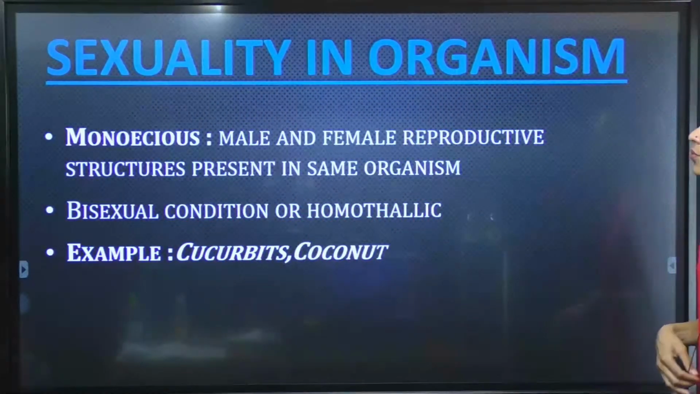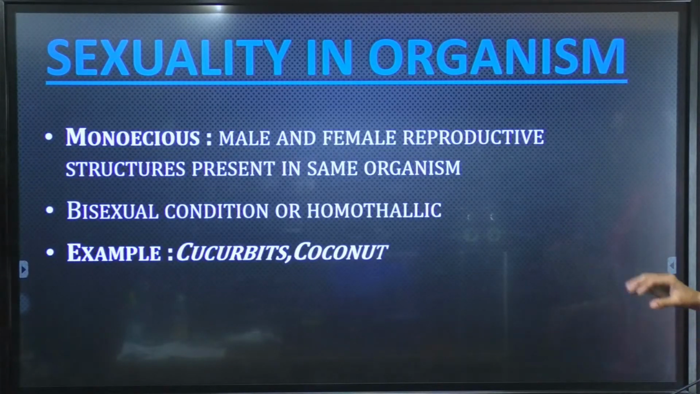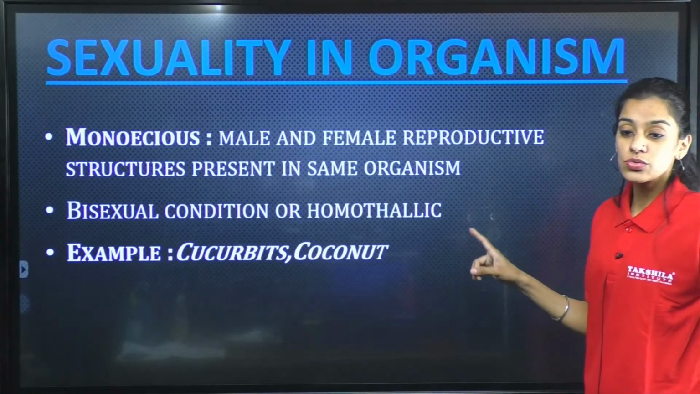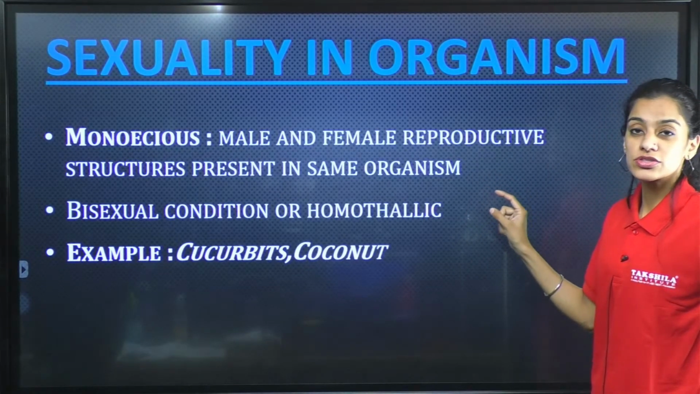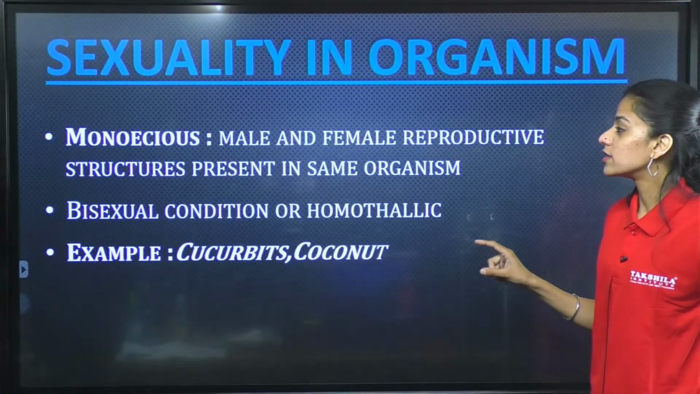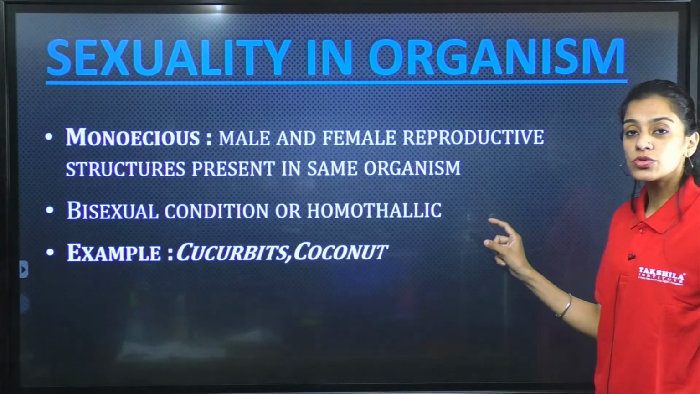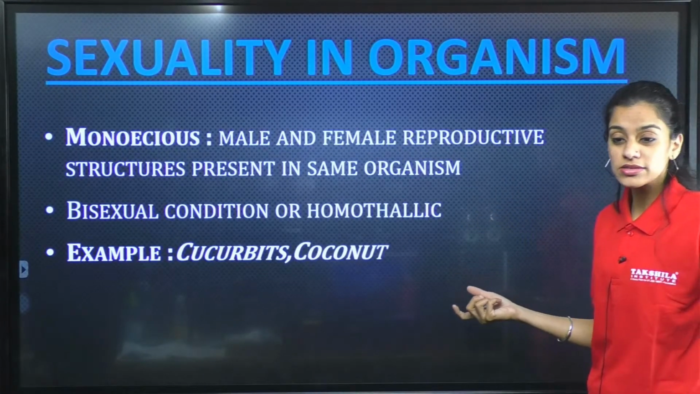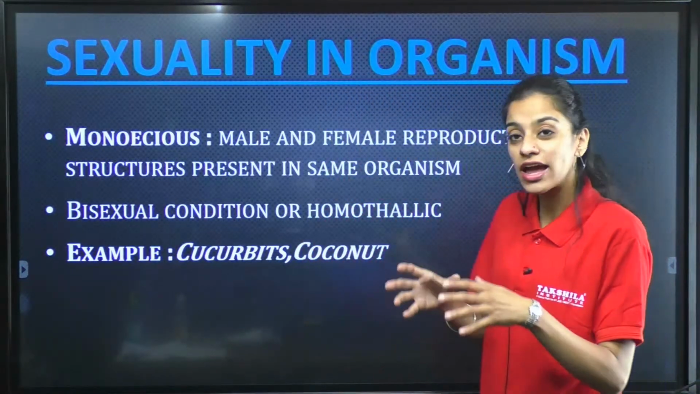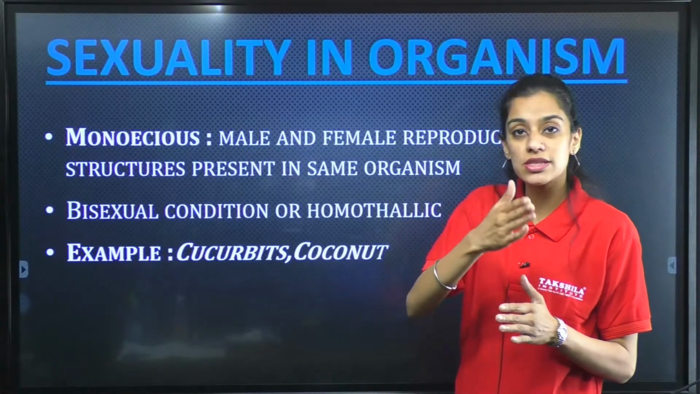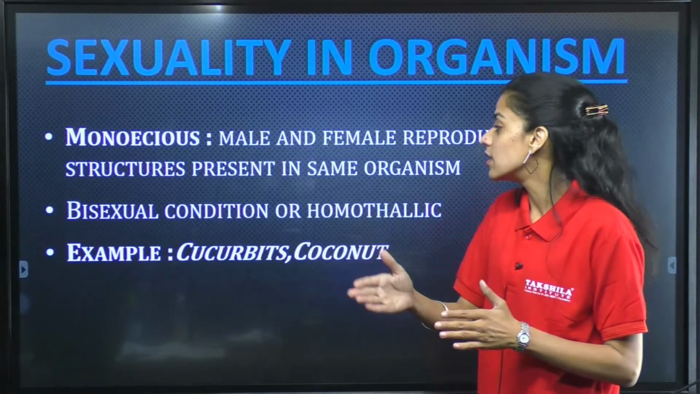Right, so remember this: monoecious is male and female reproductive structures which are present in the same organism. Bisexual condition or homothallic. Homothallic means it is going to possess a thallus-like body, and in the same thallus it is going to possess the male as well as the female part.